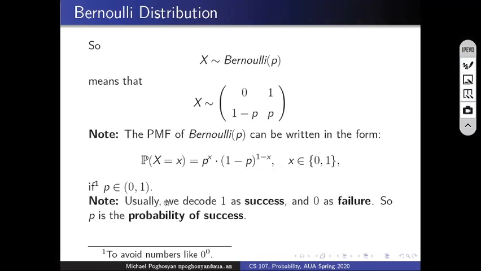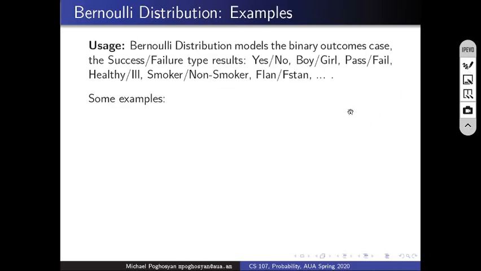Okay, we already learned that we usually decode 1 as a success and 0 as a failure. So P is the probability of success. Usage of the Bernoulli distribution: there are a lot of examples. The Bernoulli distribution models binary outcomes, so success-failure types of cases. Say yes-no types of problems. Boy, girl, pass, fail, healthy or ill, smoker, non-smoker, etc.